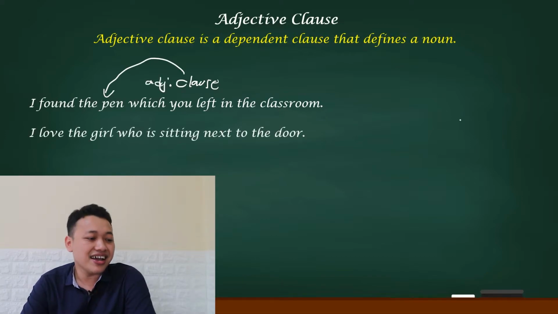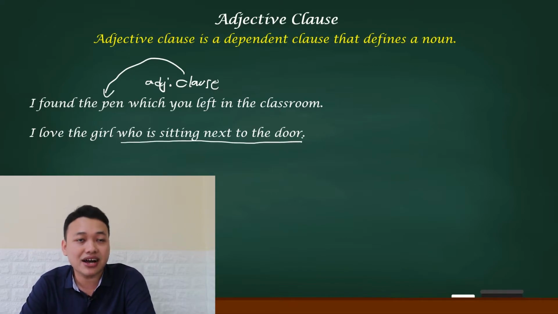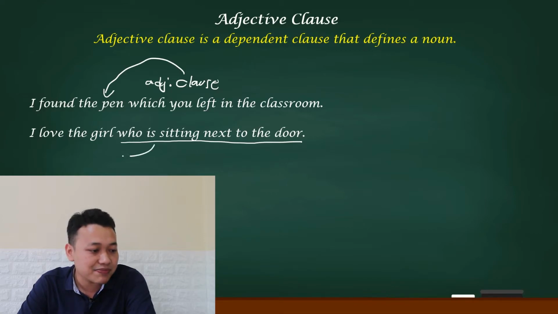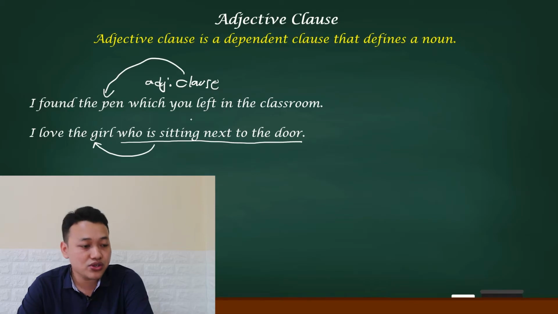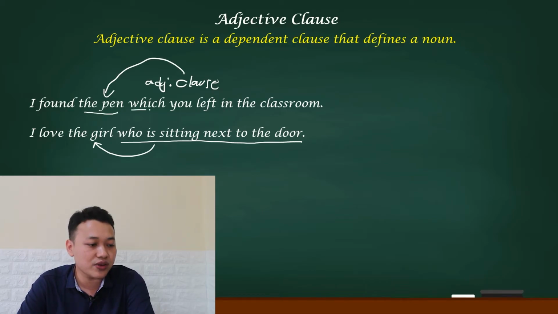Okay? I love the girl who is sitting next to the door. I love the girl is the main clause. Who is sitting next to the door is the adjective clause because it is a clause that explains the girl or defines the girl as a noun. The difference between those two, the first explains a thing, that's why we use the connector which, and the second explains a person, that's why we use the connector who.